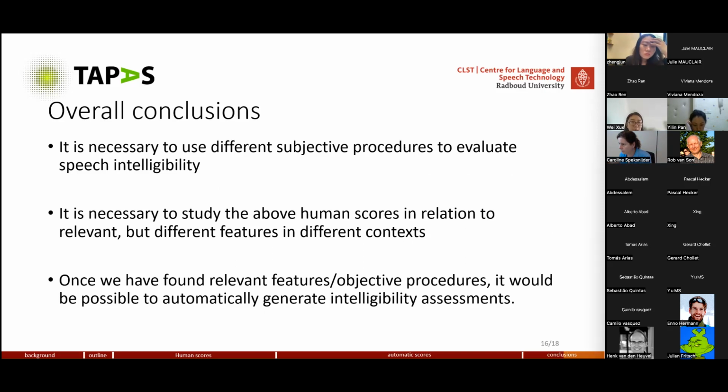In general, combining both the study of subjective and objective procedures, it seems that it is necessary to use different subjective procedures to evaluate speech intelligibility, and it is necessary to study the above human scores in relation to relevant but different features in different contexts. And once we have found the relevant speech features or the objective procedures, it will be possible to automatically generate the intelligibility assessment.